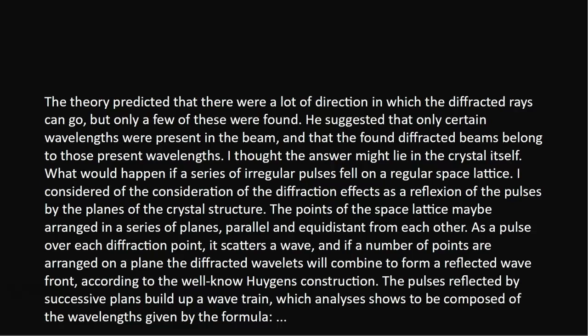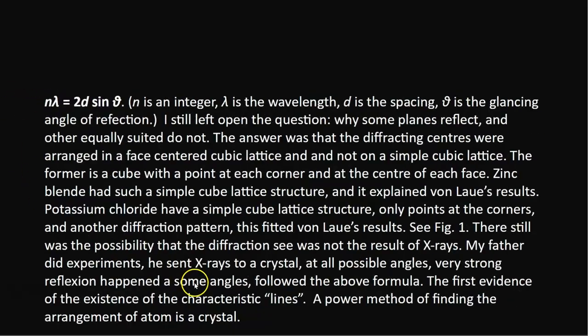The pulses reflected by successive planes build up a wave train, which analysis shows to be composed of the wavelengths given by the formula n lambda = 2d sin theta, where n is an integer, lambda is the wavelength, d is the spacing, and theta is the glancing angle of reflection. This is also discussed in the earlier video on the general information, so I'm going to skip that for now.